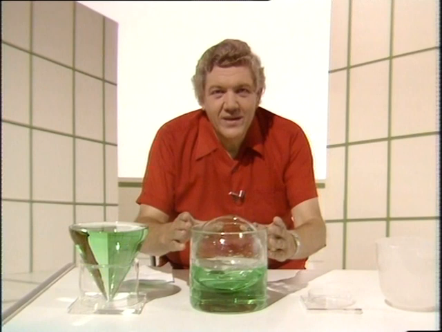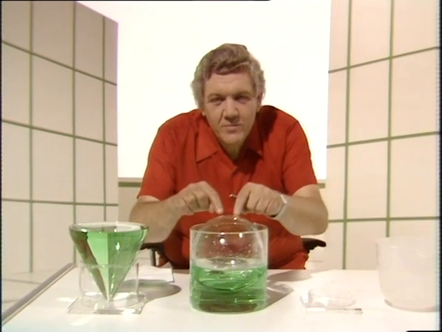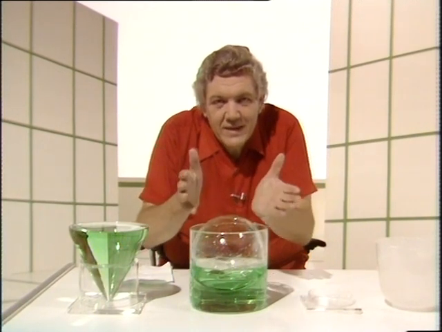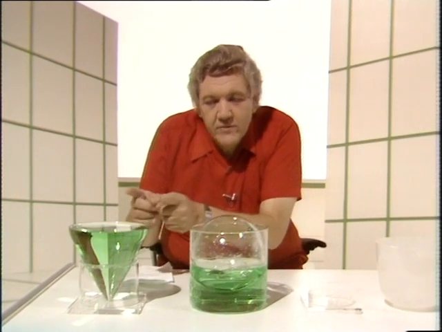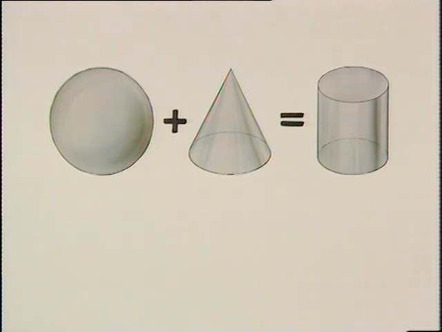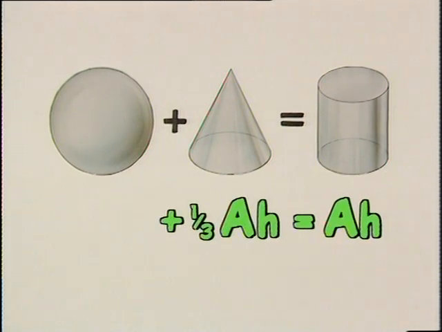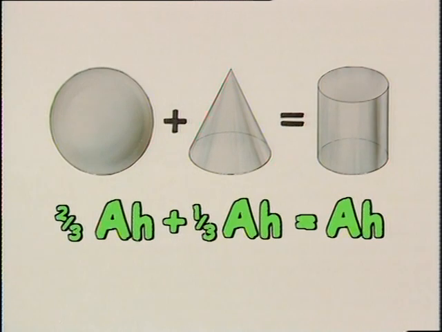So, the volume of the cylinder is equal to the volume of the sphere plus that jug full of liquid, which was the volume of the cone. So, we can do a calculation. The volume of the sphere plus the volume of the cone, that jug full, equals the volume of the cylinder. Now, the volume of the cylinder is A times H. The volume of the cone is 1/3 A times H. We just did that. So the volume of the sphere is the difference, 2/3 A times H.